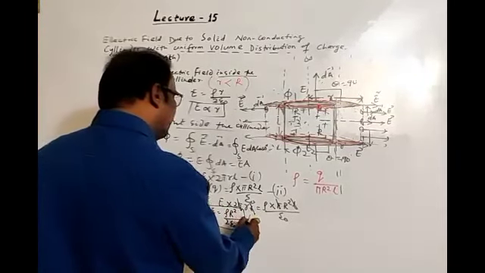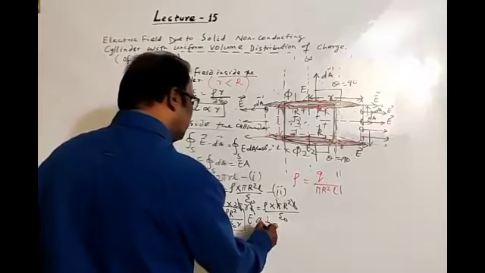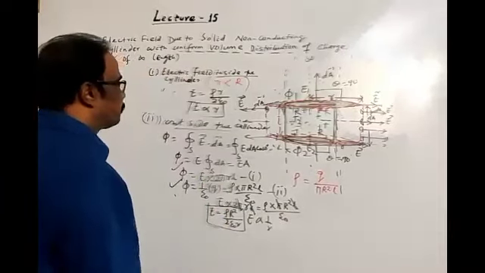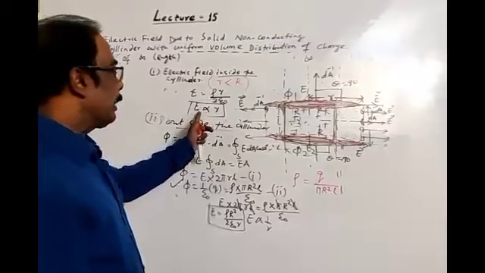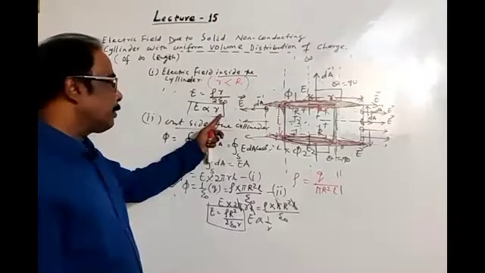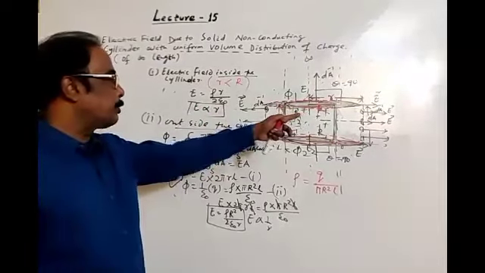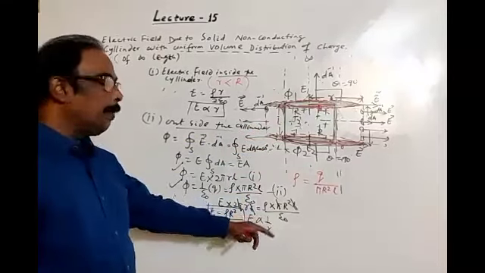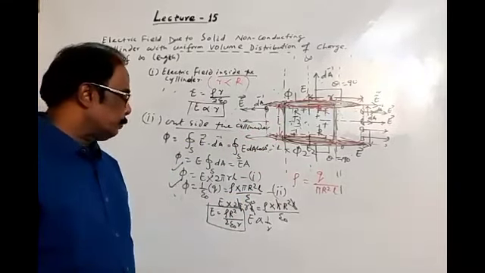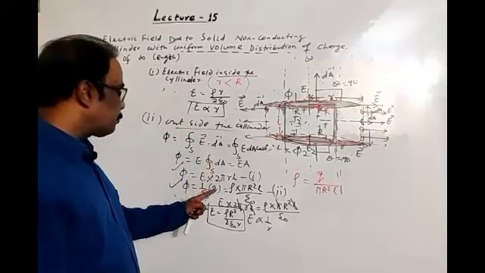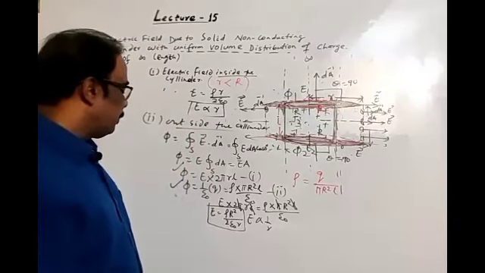This shows that the electric field is inversely proportional to distance. Inside, the electric field varies directly as distance. Outside the cylinder, the electric field is inversely proportional to the square of distance. This is outside the cylinder.